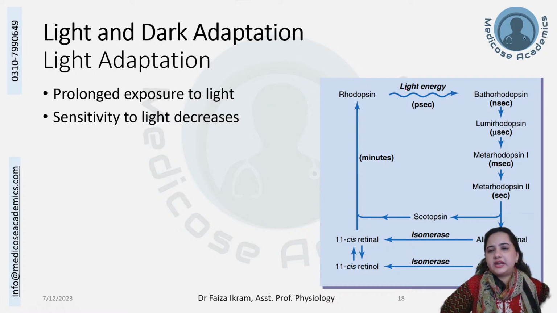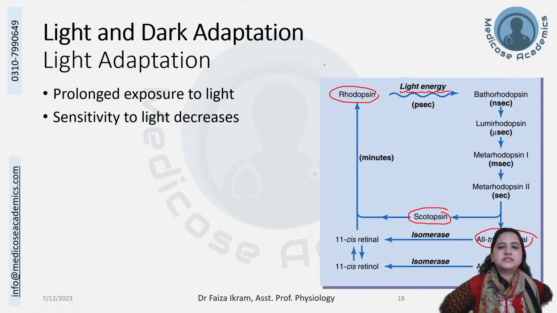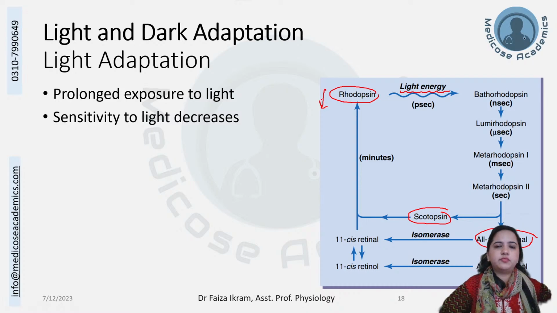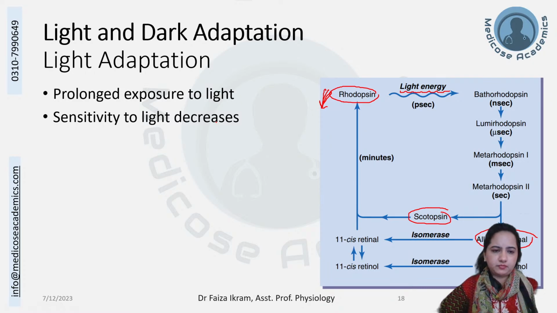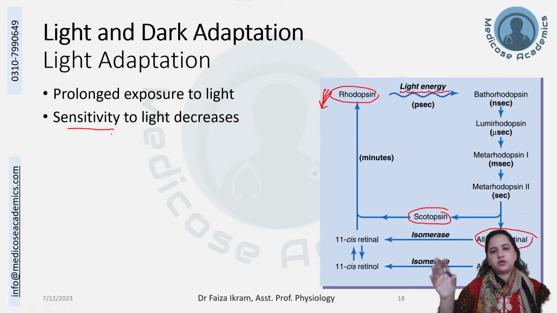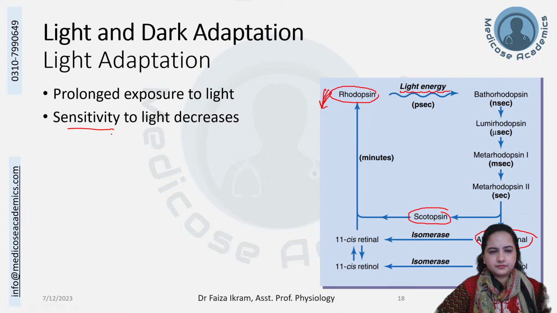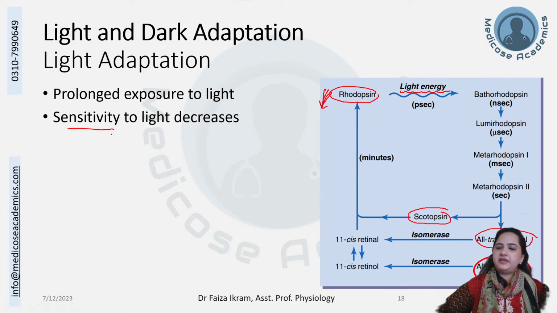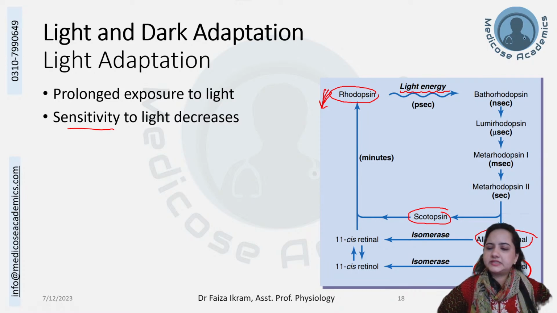The reason is, once we are exposed to bright sunlight for a while, most of the rhodopsin is already converted into scotopsin and all-trans retinol. Once less rhodopsin is available to decompose and respond, the light will not bother us anymore. That will decrease the sensitivity to light because most of the rhodopsin is already decomposed. And that decomposed rhodopsin will be evident in the form of increased storage of all-trans retinol in the pigment layer.